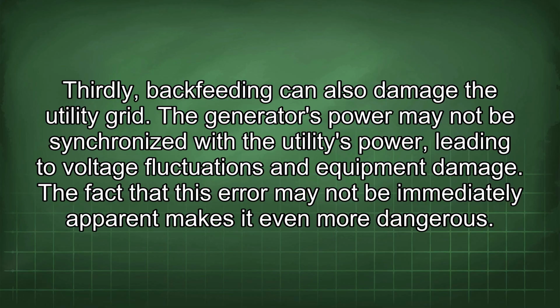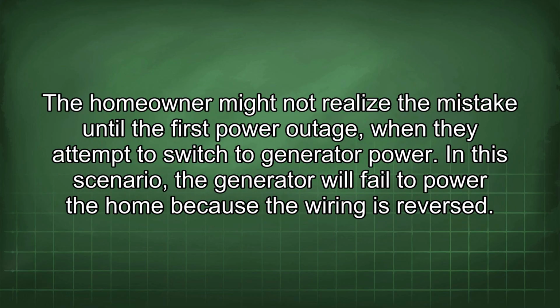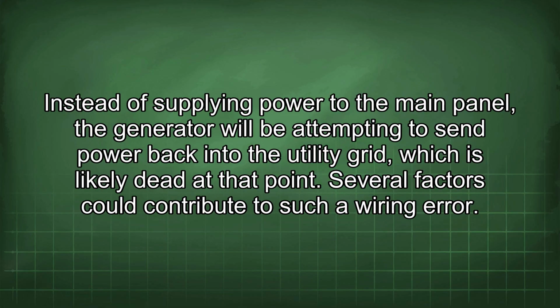The fact that this error may not be immediately apparent makes it even more dangerous. A homeowner might not realize the mistake until the first power outage, when they attempt to switch to generator power. In this scenario, the generator will fail to power the home because the wiring is reversed. Instead of supplying power to the main panel, the generator will be attempting to send power back into the utility grid, which is likely dead at that point.